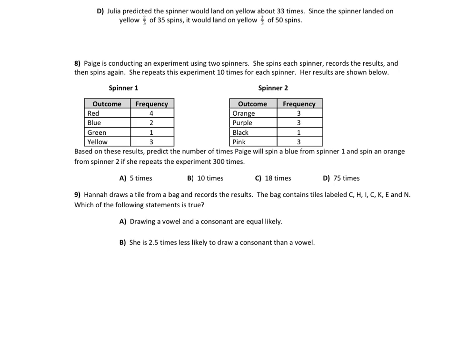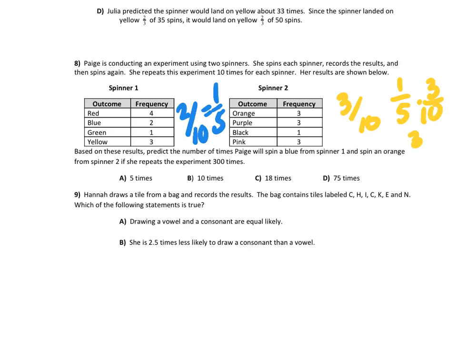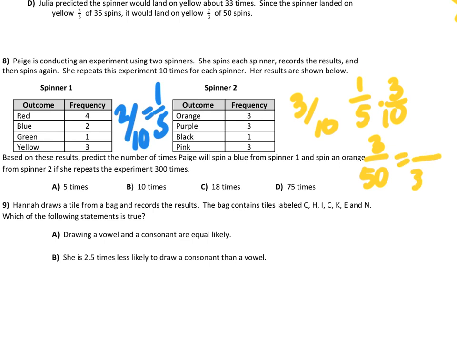Okay, so blue is going to be 2 out of 10, which reduces to 1/5. And then orange is going to be 3 out of 10. We've got to multiply those together first. So 1/5 times 3/10 is 3/50. Let's finish this one. So how many times out of 300? This is going to be times 6, so it's going to be 18 times.